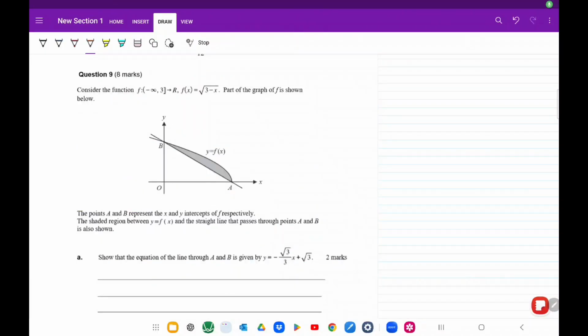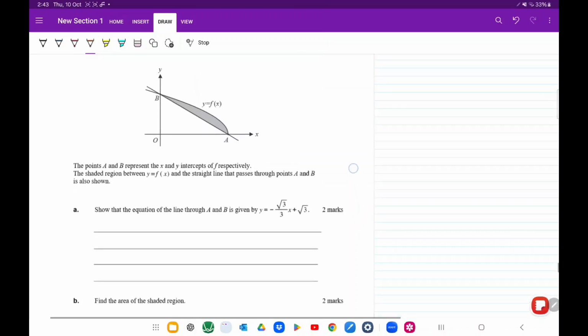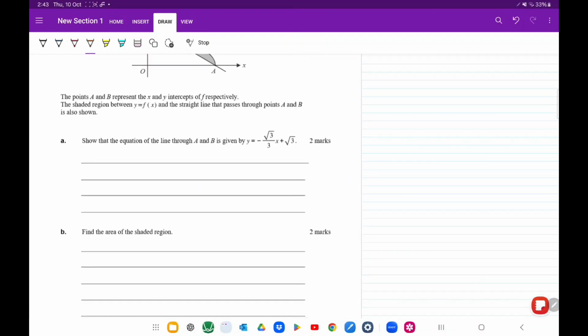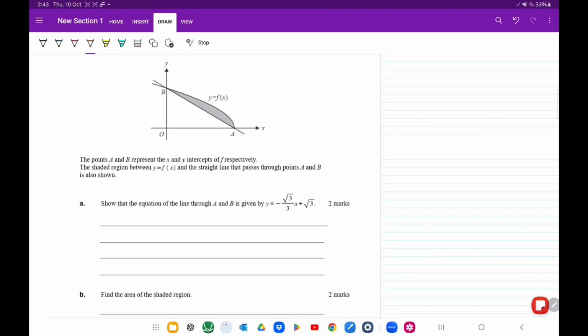On to question 9. It says part of the graph is shown, and with this graph you've got a bounded area. It says show that the equation of the line through A and B is given by this particular equation. A is over here, B is over here. You're trying to find the gradient, and with the gradient find the y-intercept. So what's the value of B and what's the value of A? For the x-intercept, y equals 0. So 0 is equal to root of (3 minus x), so 0 is equal to 3 minus x, and x is equal to 3.